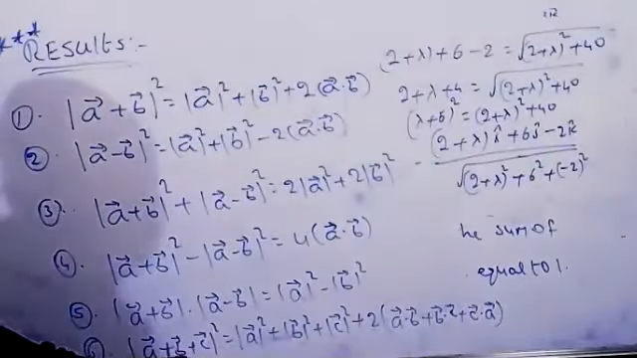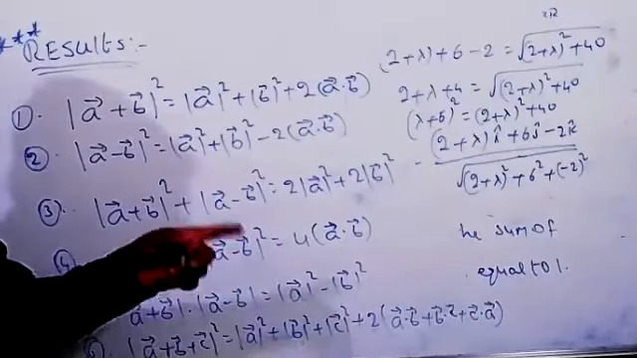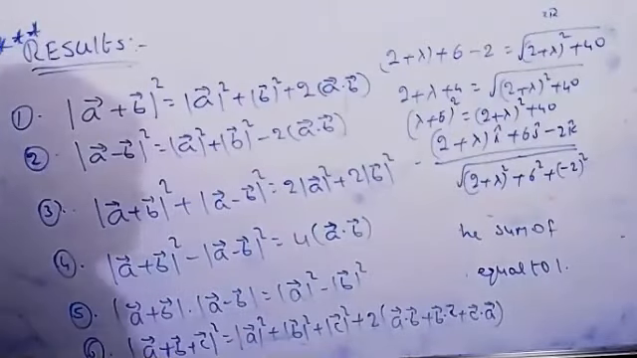So generally a plus b plus c whole square equal to how much? A square plus b square plus c square plus 2ab plus 2bc plus 2ca. Just we are taking 2 common.